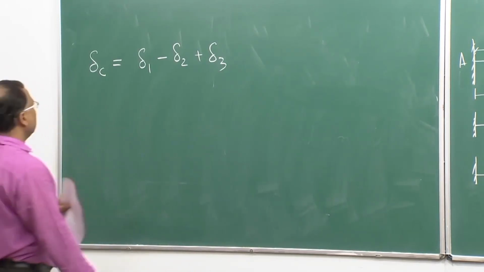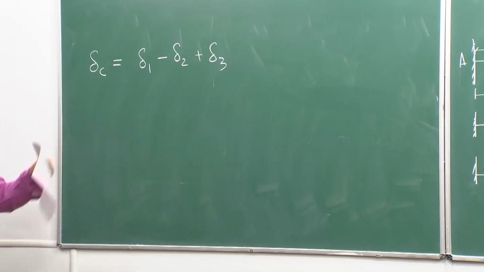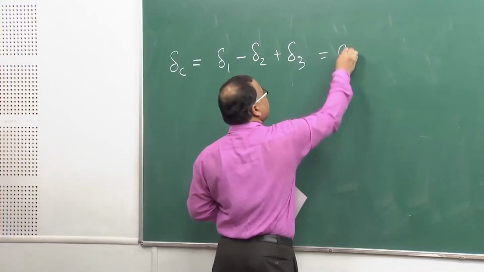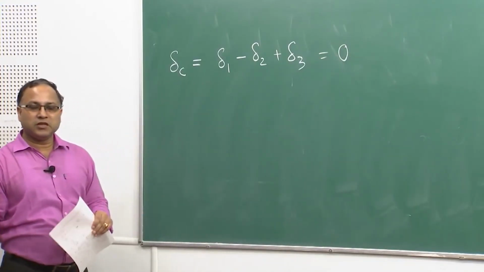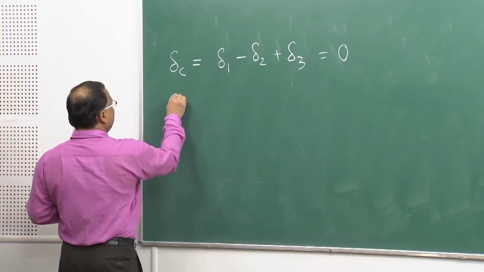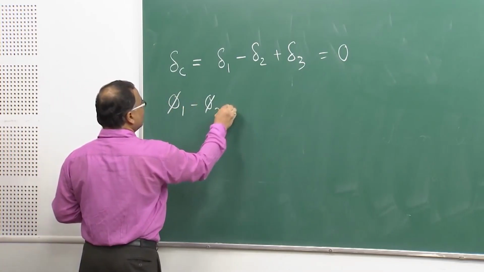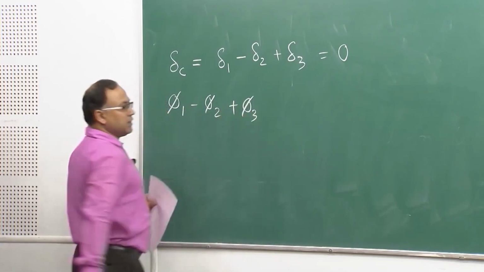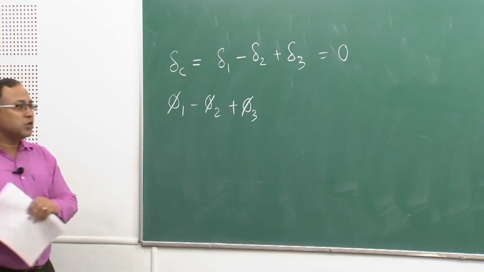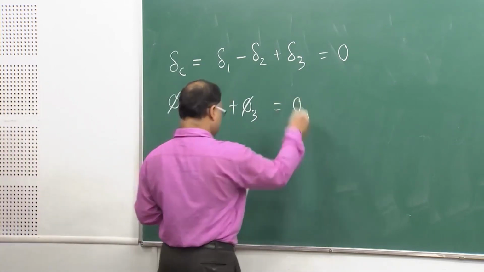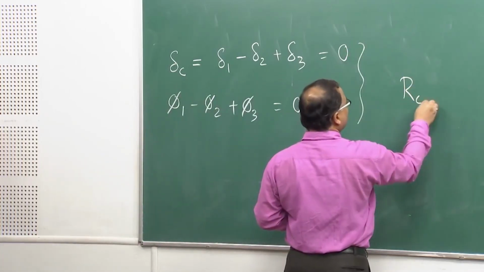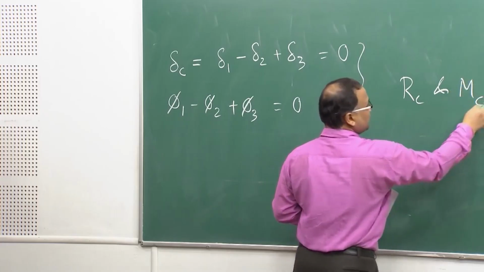And what is the actual magnitude as per the boundary condition? What is the magnitude of your delta C? That is a fixed support. There is no displacement or deflection at point C, so it must be 0. Similarly, phi 1 minus phi 2 plus phi 3, the resultant slope at point C, must also be 0 because that is a fixed support. Now, from these two equations you get the two unknowns RC and MC.